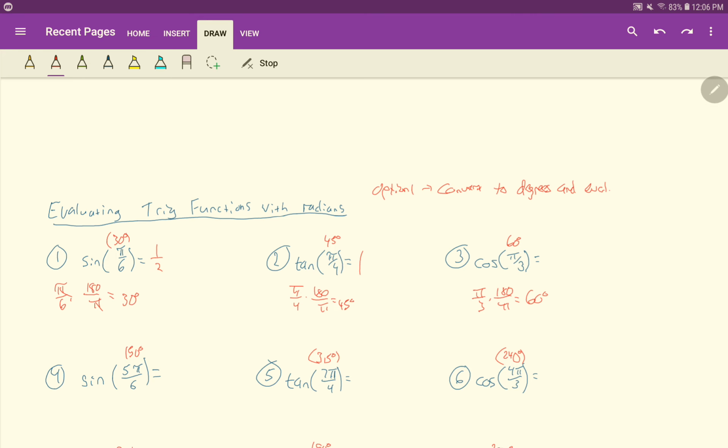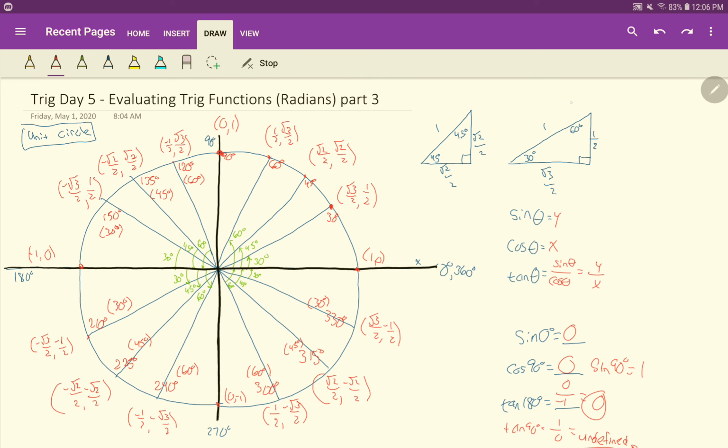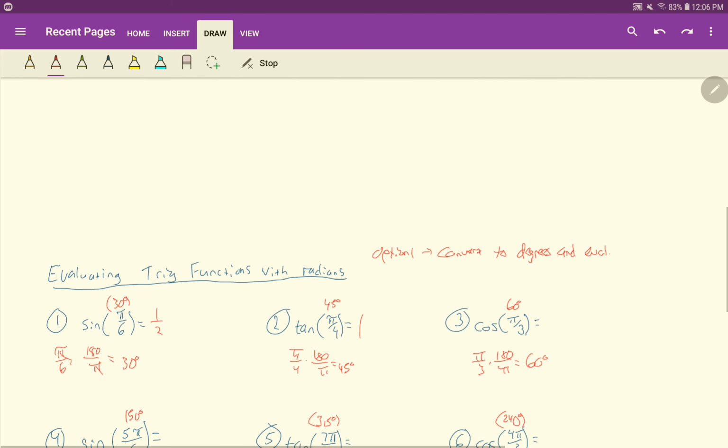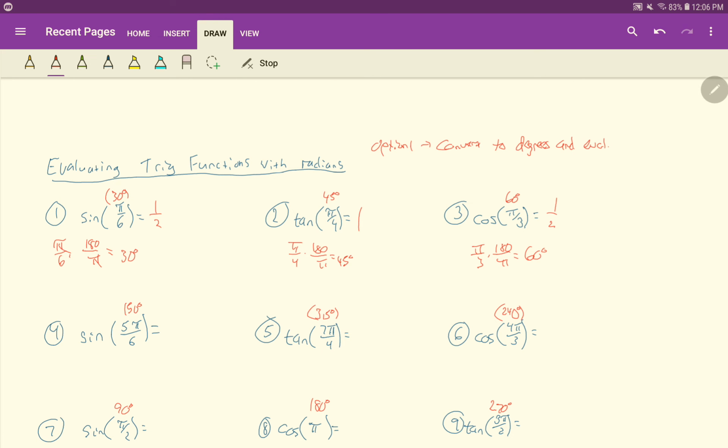All right, cosine of 60 degrees or pi over 3. Again, you can use the unit circle up here, the reference triangle. So cosine of 60, cosine is adjacent, so 1/2 over hypotenuse of 1, so it's 1/2. Or you can go up to 60 degrees here on the unit circle, and cosine's the x-coordinate, 1/2 as well. Okay, so it's 2 different ways to do the same thing.